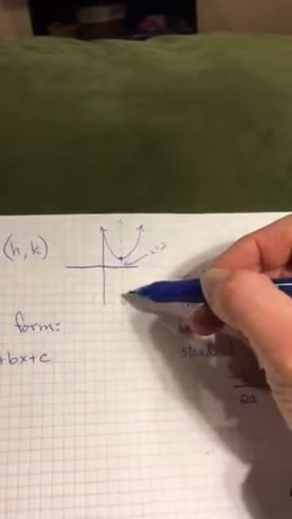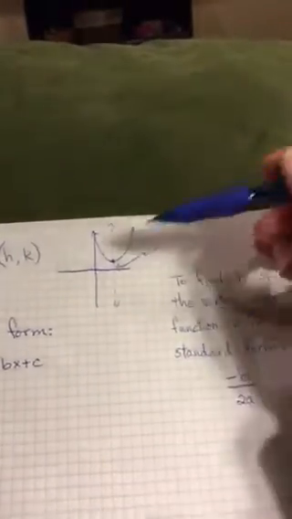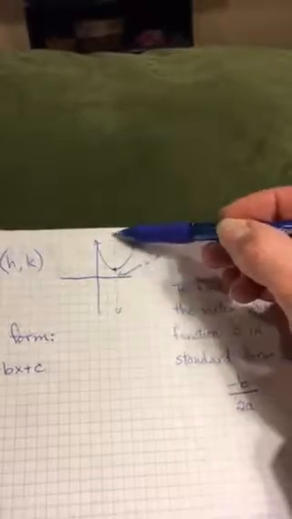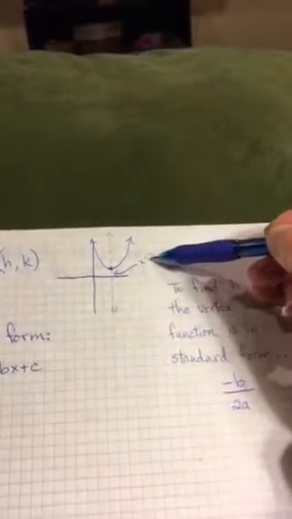The line of symmetry is not just a number. That's a common mistake that students make. It's not just a number. It's not just 2. It's this full line. All right, so it's x equals 2.